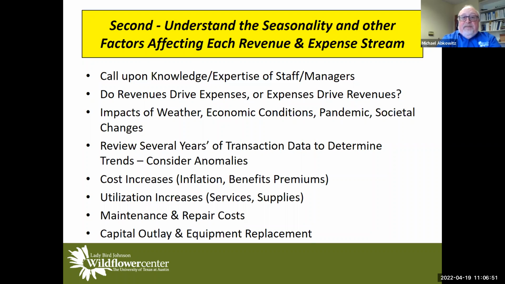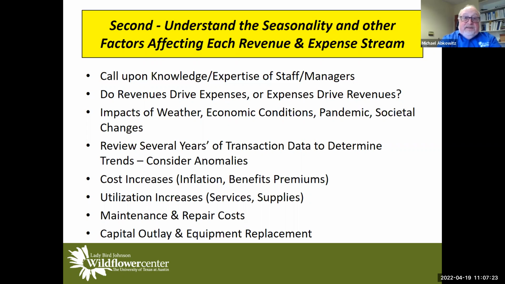For example, we have a gift shop at the Wildflower Center. Revenues heavily drive expenses. Our largest source of expense there is the cost of buying the merchandise. Well, we don't need to buy more merchandise unless we've had revenue to sell the merchandise that we have in hand. So in that case, the revenue is driving the expense.